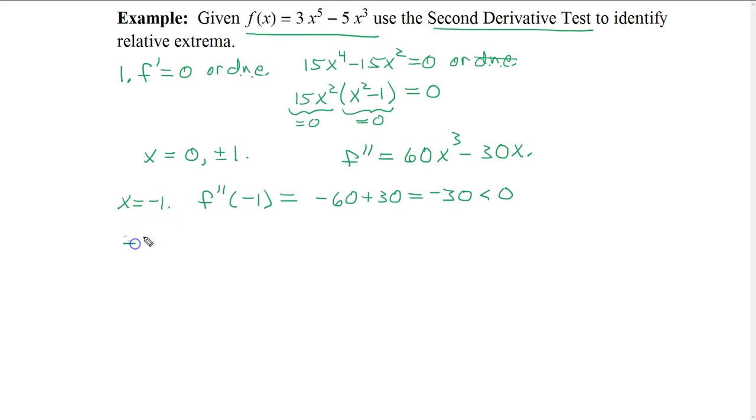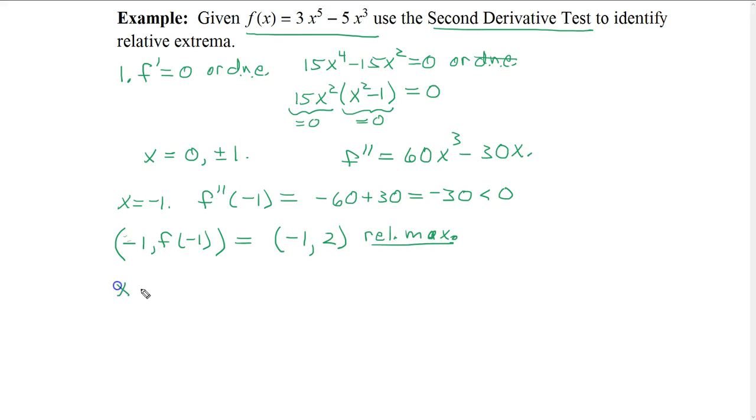So -1, f of -1, and let's see, putting -1 up here, we're going to get -3 minus -5, so that's going to be 2. So this is a relative max.